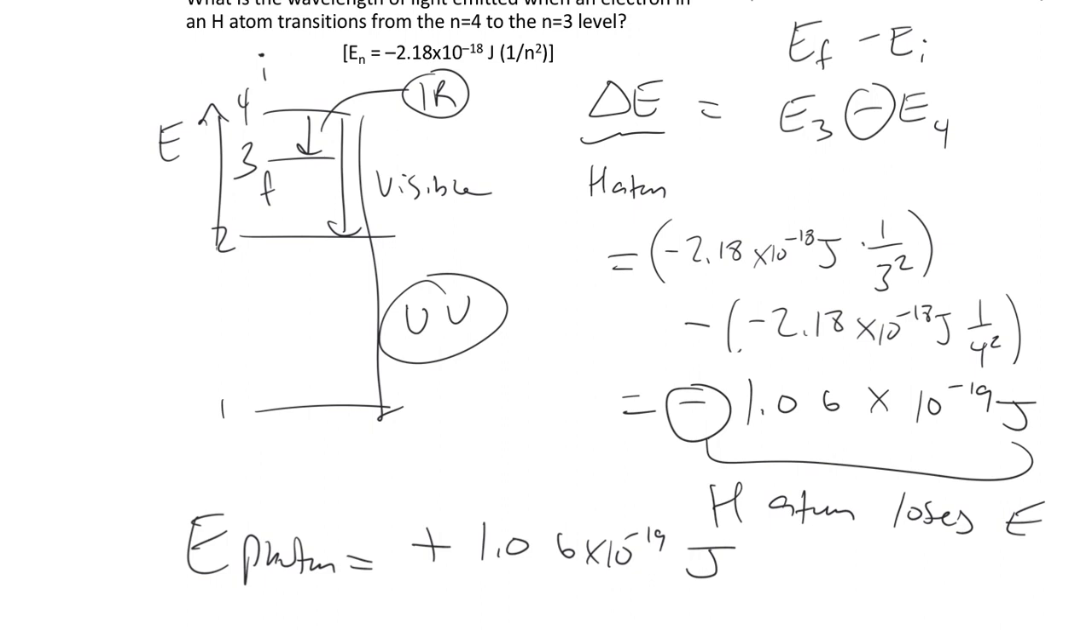It's kind of like a system versus surroundings problem. I like to think of it that way: the atom lost energy. Where did it go? It went into the creation of the photon.